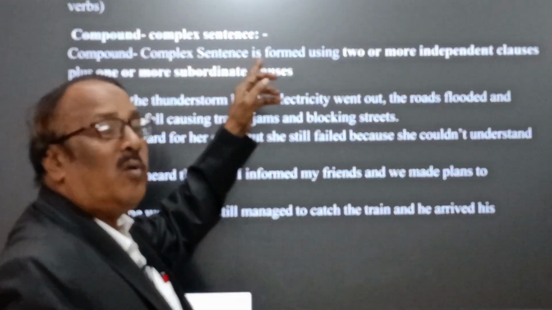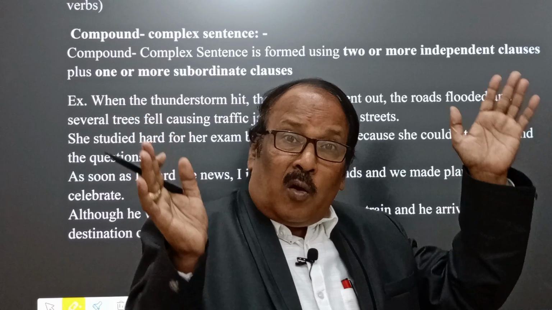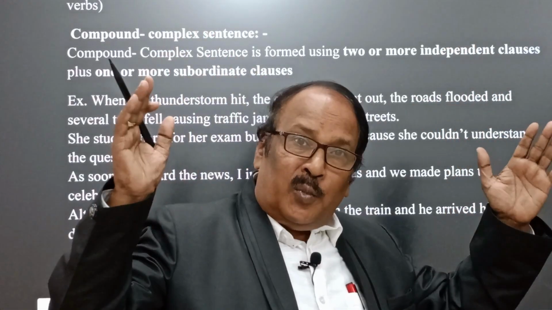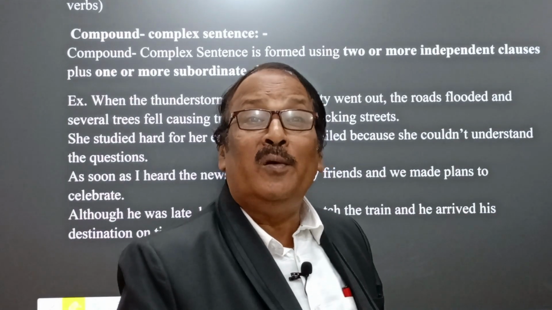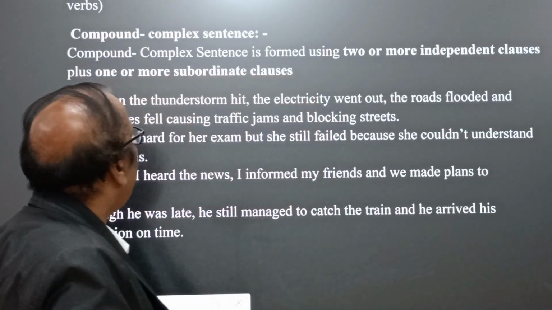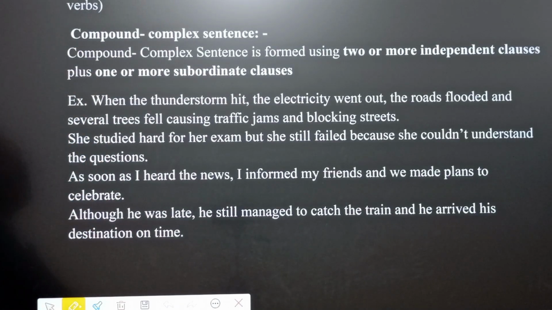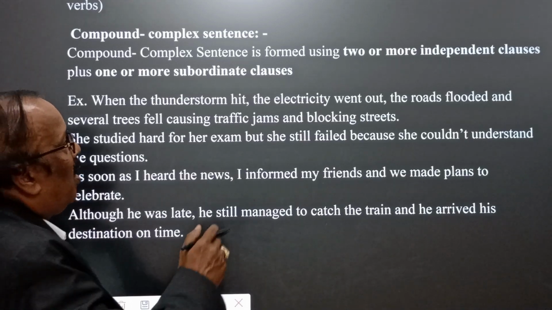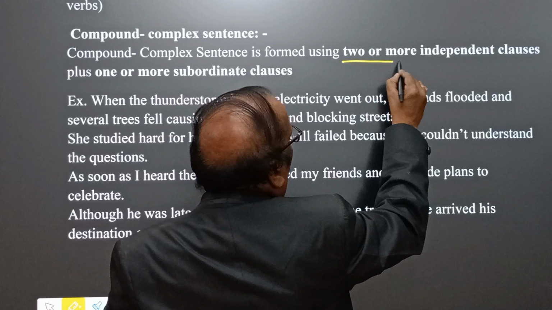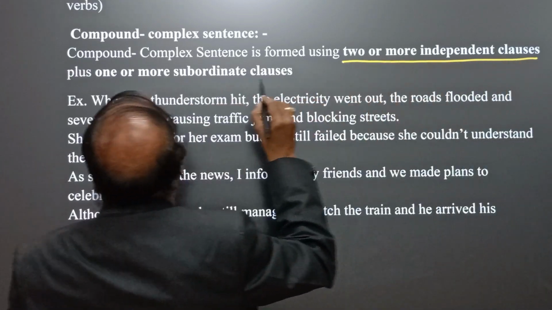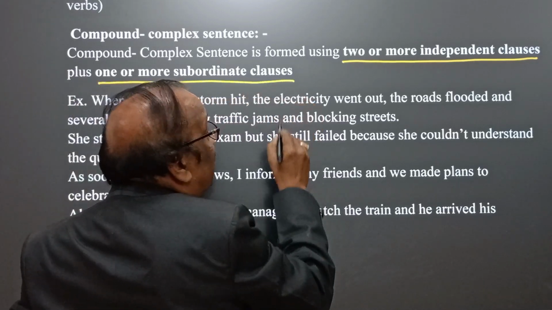A compound complex sentence is, in the sense, whenever compound and complex, both kinds of clauses, are found in one sentence. That is what you call a compound complex sentence. The name itself indicates the idea: a compound complex sentence is formed using two or more independent clauses plus one or more subordinate clauses. This is interesting.